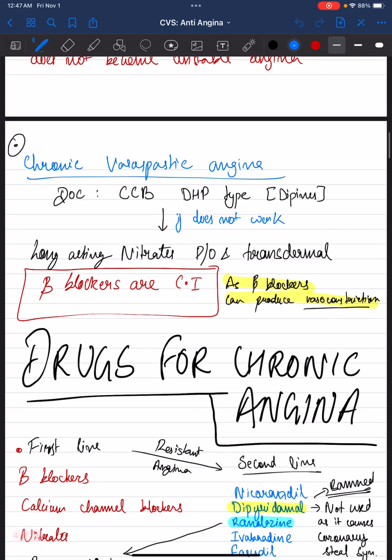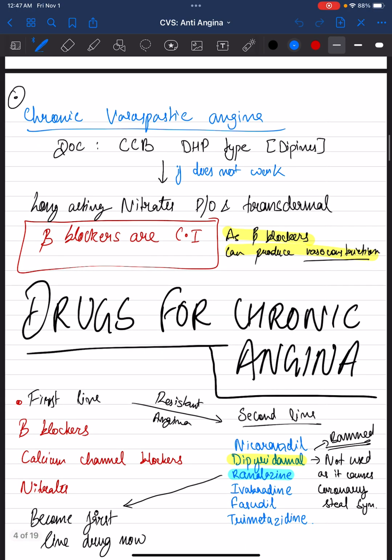But one major difference is that beta blockers, which are used in chronic stable angina, are contraindicated in chronic vasospastic angina, because beta blockers can produce vasoconstriction. And as we know, in vasospastic angina or Prinzmetal angina, there is an endothelial dysfunction because of which there is vasospasm in the blood vessel. If we give drugs which cause vasoconstriction, it can make the problem worse. That's why beta blockers are contraindicated.